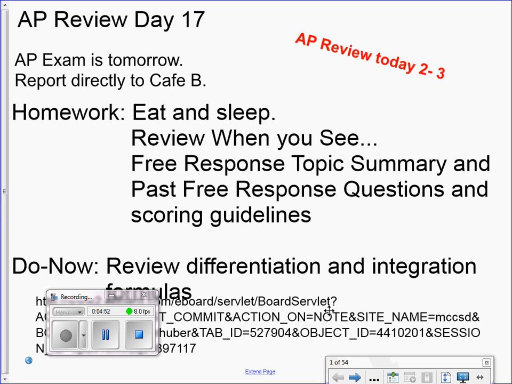Average rate versus average value. Average rate means ratio. These are both kind of ratios, but it's a ratio of change, because it's the change in y over the change in x. So the slope formula is the average rate of change. The average value is 1 over b minus a times the definite integral.